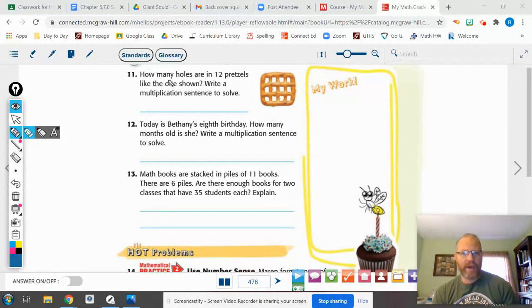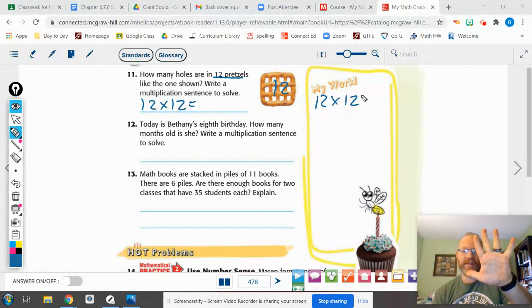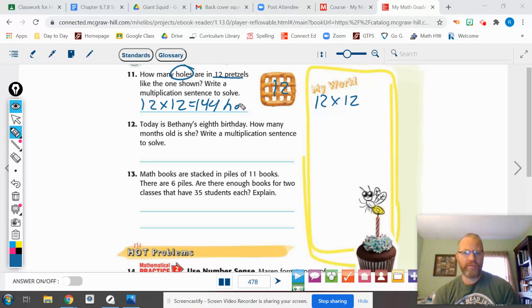Let's get it. How many holes are in 12 pretzels like the one shown? So we have 1, 2, 3, 4, 5, 6, 7, 8, 9, 10, 11, 12. We have 12 holes, and they're saying there's going to be 12 pretzels, so that's 12 times 12. It says write a multiplication sentence. So we need 12 times 12 equals 12, 24, 36, 48, 60, 72, 84, 96, 108, 120, 132, 144. So 144. And what is the answer choice that we're looking for? How many holes? So 144 holes.